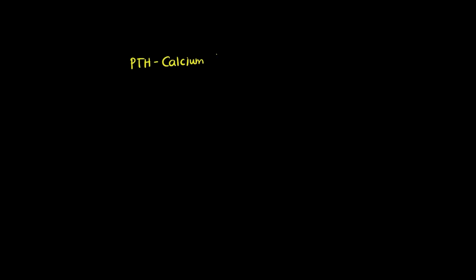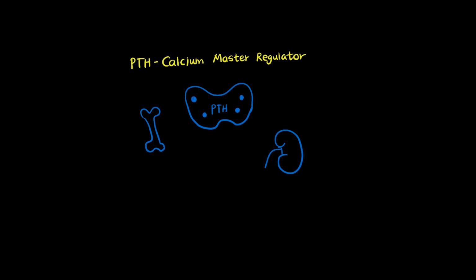Parathyroid hormone, or PTH, is the master regulator of calcium, orchestrating multiple systems to raise blood calcium when it drops. These 4 tiny glands behind your thyroid act like calcium sensors. When blood calcium falls, they release PTH, which immediately targets bones, kidneys, and intestines. In bones, PTH activates osteoclasts to break down bone tissue, releasing stored calcium into the bloodstream. Think of it as making a withdrawal from the calcium bank, but PTH does more.